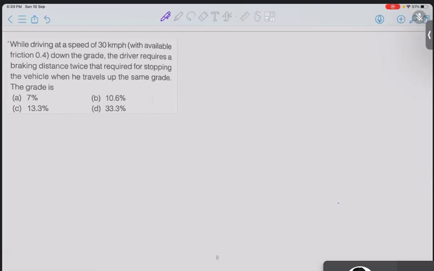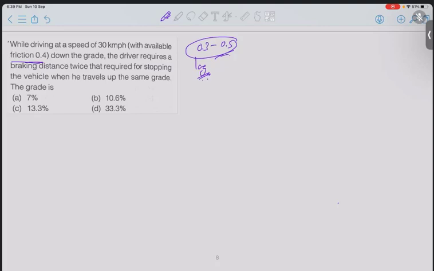While driving at a speed of 30 km per hour and available friction 0.4. One thing again, a hint: when they have not given which kind of friction this is, and you see that it is around 0.3 to 0.5, in between this range, you assume that it is longitudinal only.